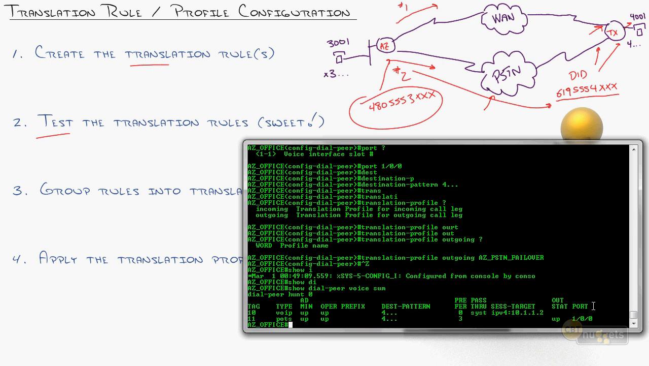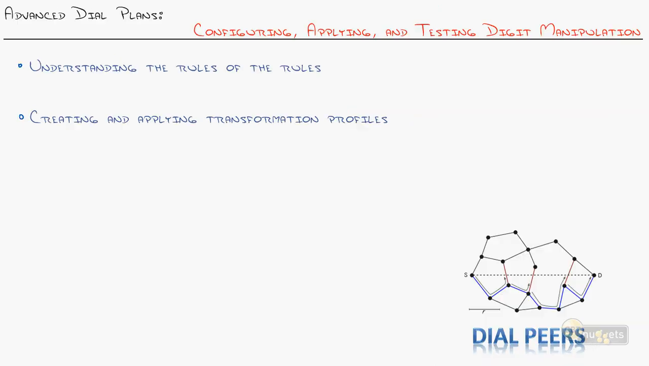So I've got this preference 1, going over the WAN for those 4. And then if that's down, it's going to fail over to preference number 3, which is going to be using the PSTN, but still applying that voice translation profile so all the right digits get sent. Don't you feel powerful now?